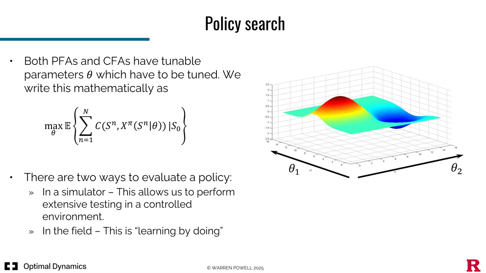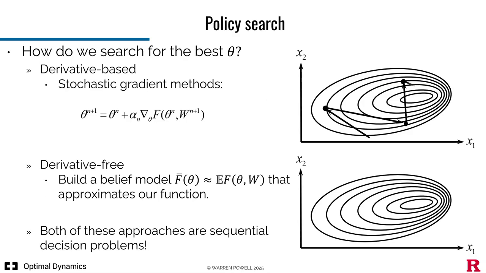Now, both PFAs and CFAs have tunable parameters that have to be tuned. So we can write that out mathematically. Now, one challenge is that whether I'm simulating or working in the real world, these simulations are noisy. Now, I can try to optimize this in a simulator if I have time to write a simulation, or we can optimize in the field. This is called learning by doing. Now, we can do the search using derivative-based methods.